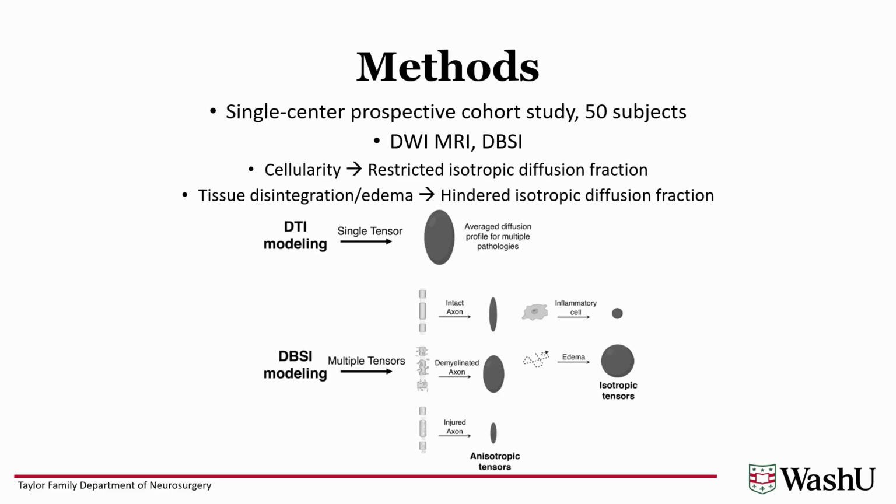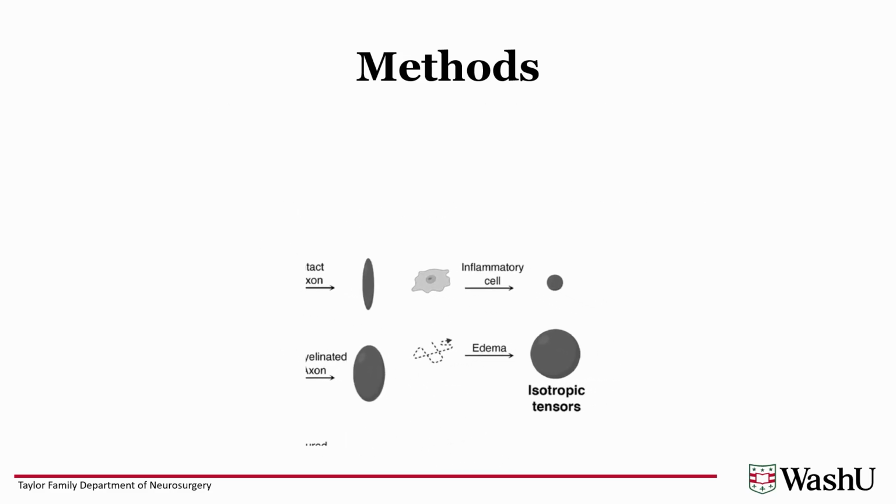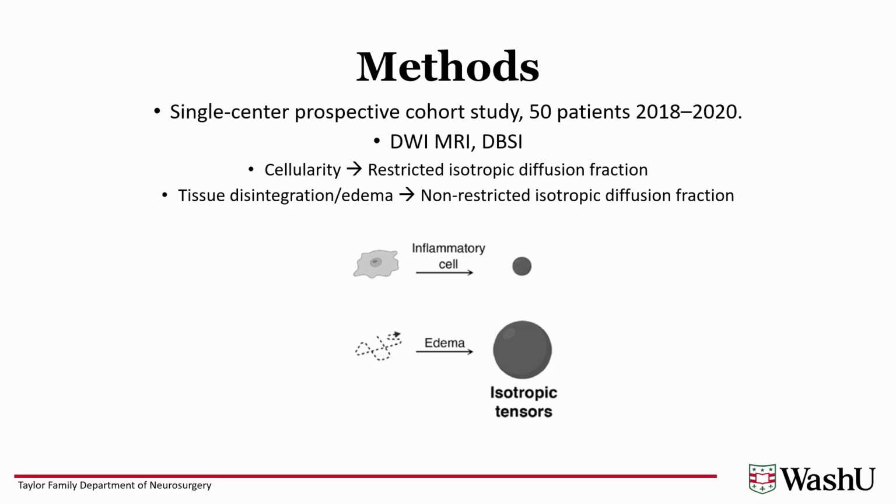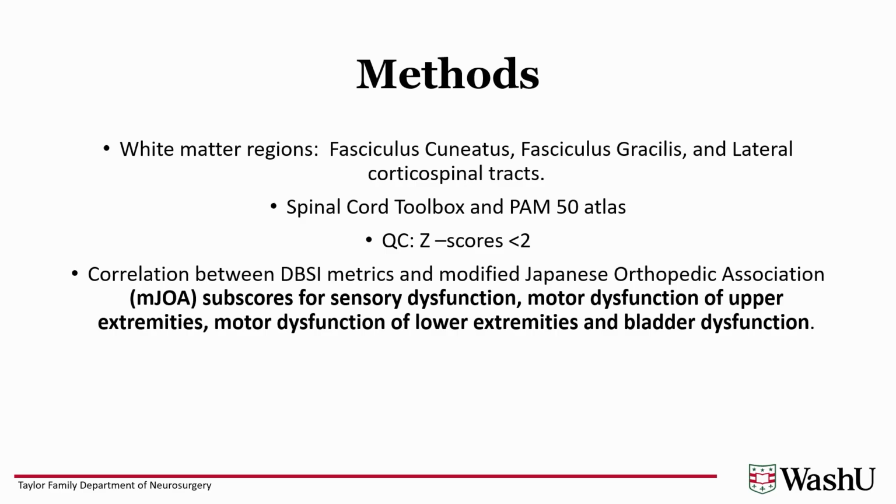For the purpose of this study, because we are focusing on the inflammatory cell profile within the tissue, we're looking at isotropic tensors, which means that the water molecules within a given tissue are able to diffuse in all directions equally. And if we set up a threshold, then we know that these water molecules are probably within the cells.